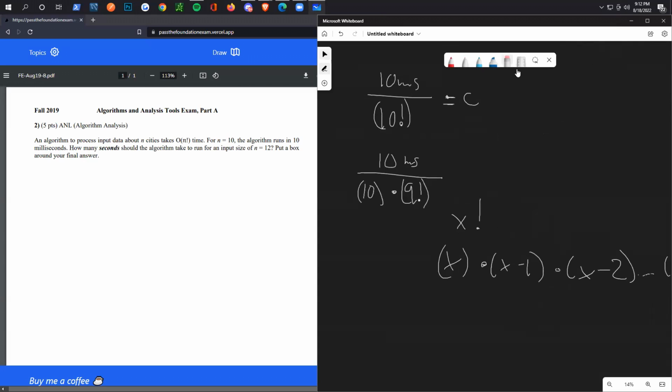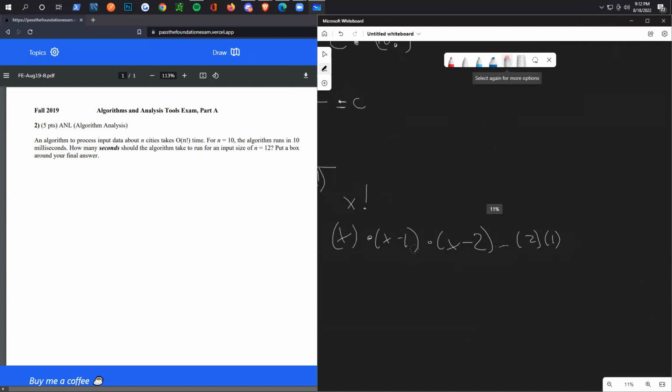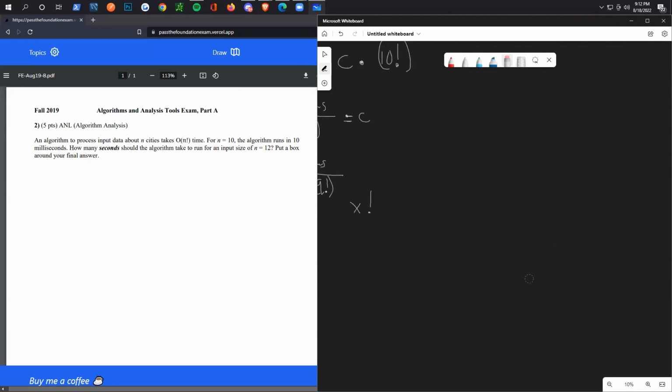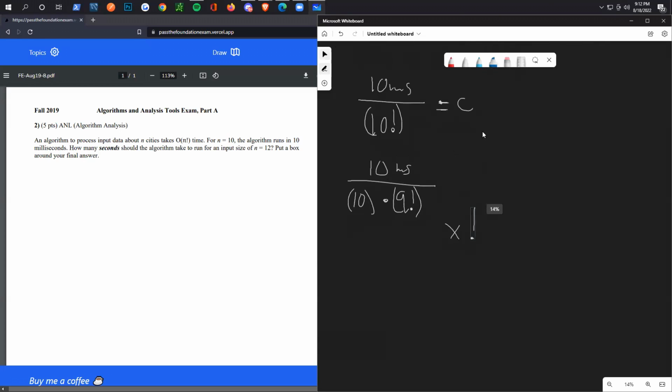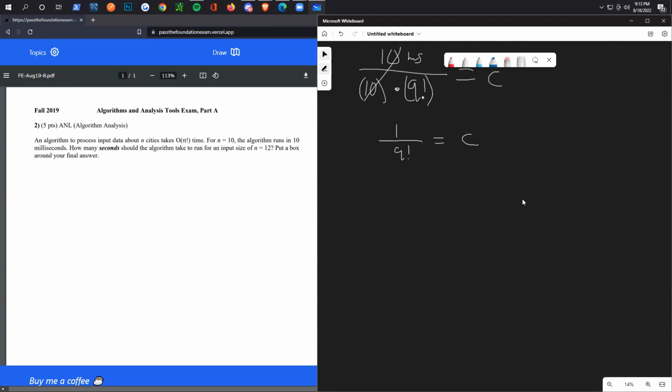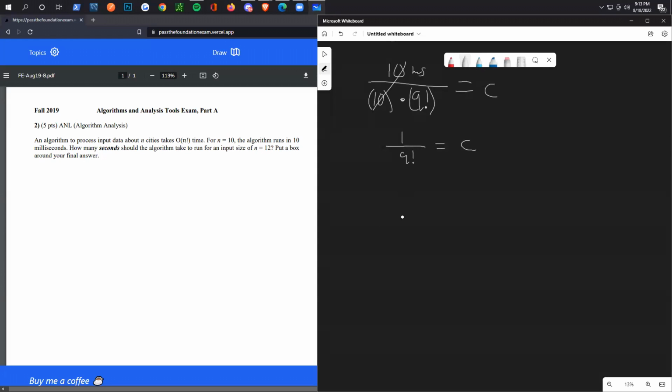So what we can do with that information right now is, okay, let's just erase this. Set this equal to c again. And we have a 10 and a 10. We can remove this 10. So now we have 1 over 9 factorial. So that's a small little thing we can do, but it may help it go through easier. It doesn't really matter. You can do it here. You cannot do it here, but I like to do it at this step.